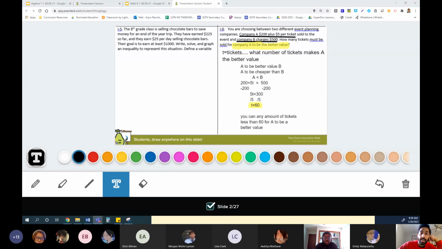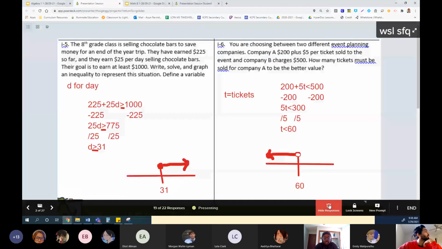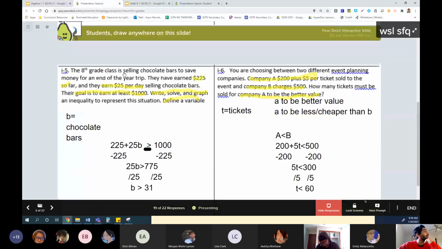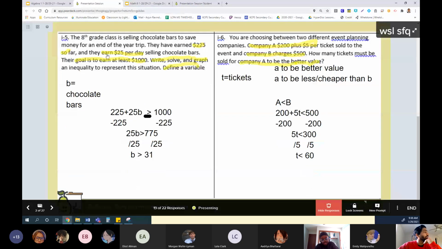All right, well, it is time to review. We're going to look at this question as a class, and then we're going to finish up our unit on scatter plots. So what we're going to look at specifically are two of your classmates' work. Allow me to read, please. It says the 8th grade class, and this one is annotated, so we really like that one. The 8th grade class is selling chocolate bars to save money for the end of year trip. They have earned $225 so far, and they earn $25 per day selling chocolate bars. Their goal is to earn at least $1,000. Write, solve, and graph an inequality to represent the situation.